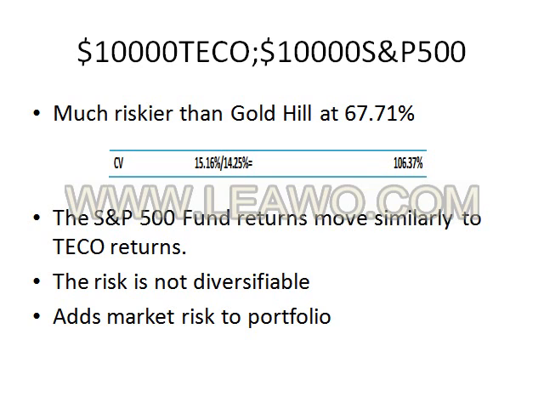A similar portfolio, but instead of Gold Hill we have the S&P 500 fund. This CV is much higher than the previous portfolio at 106.37%. This shows that the S&P 500 is not a good asset to have with TECO. It adds market risk.